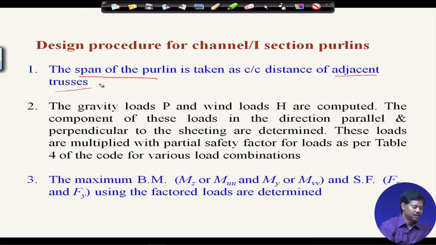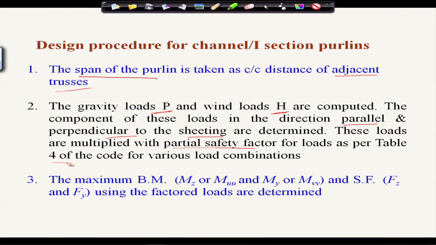Then I can find out the total gravity load acting on the purlin, P, and the wind load, H, that we can compute. The components of these loads in the direction parallel and perpendicular to the sheeting are determined. That means along the UU and VV axes we can determine the load, and these loads are basically service loads. These are multiplied with the partial safety factor to find the factored load. To find it, we can get the load factor from Table 4 of the code for various load combinations.